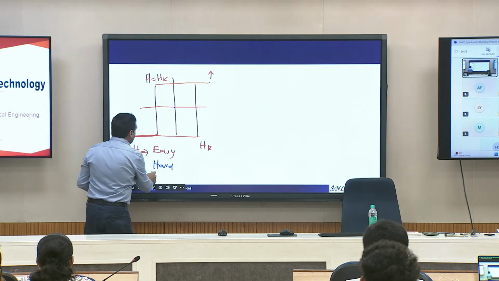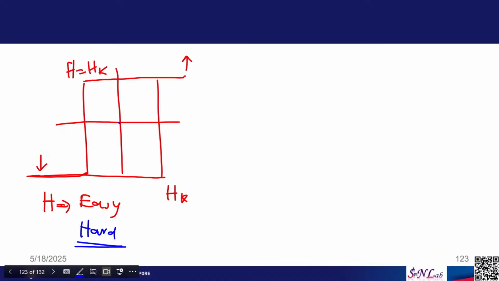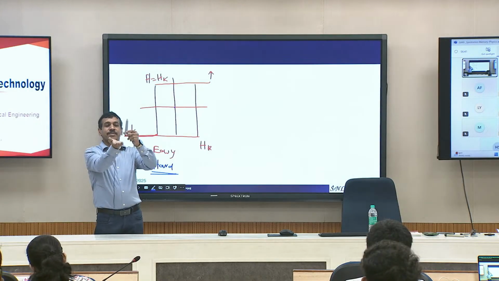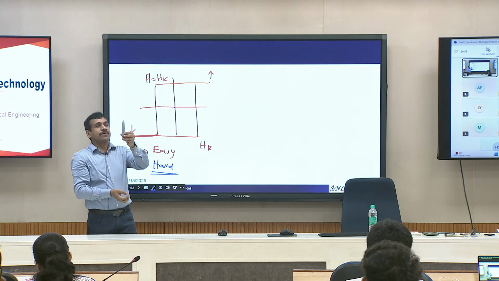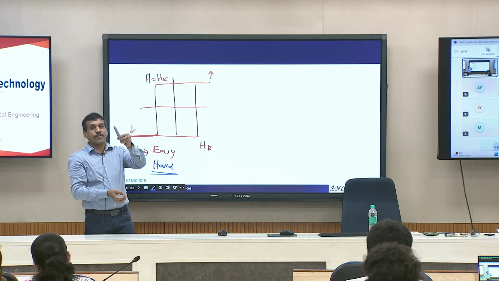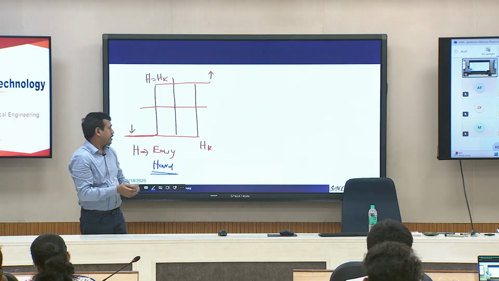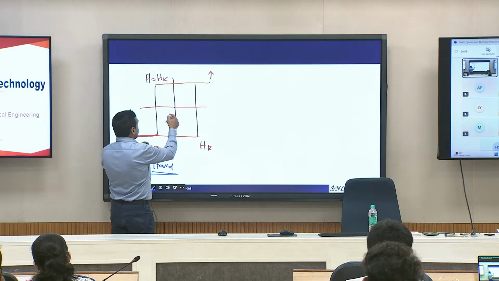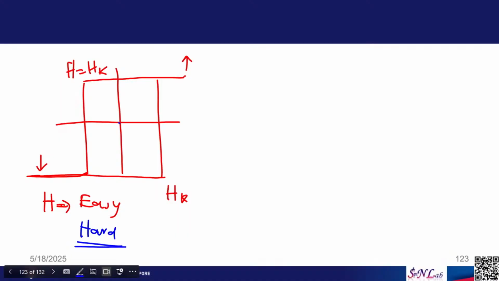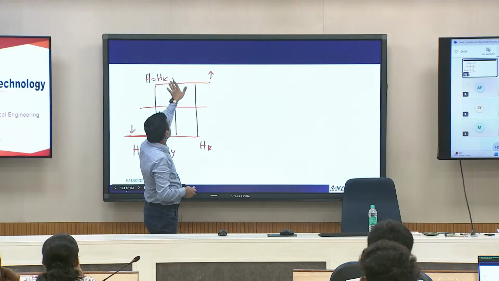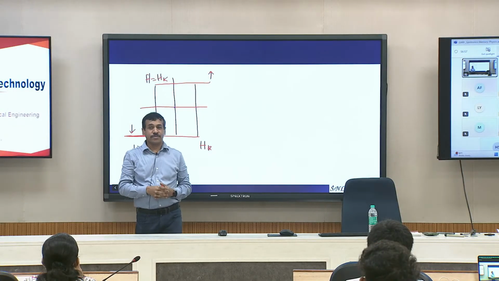Because we are applying magnetic field in the hard direction. Let us say this is the easy direction. Magnetization is like this. So, if you apply magnetic field in the hard direction, the magnetization will gradually rotate along the direction of applied field. So, as a result you will see a straight line. This straight line will meet this red curve at some point.